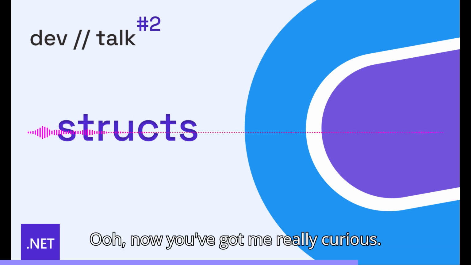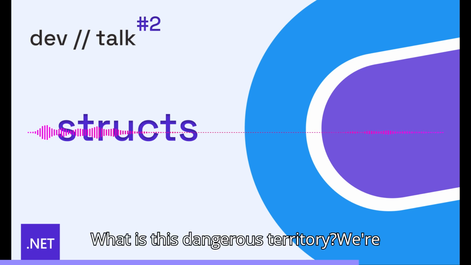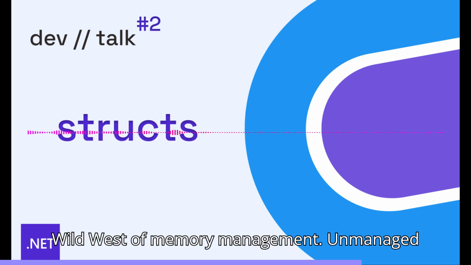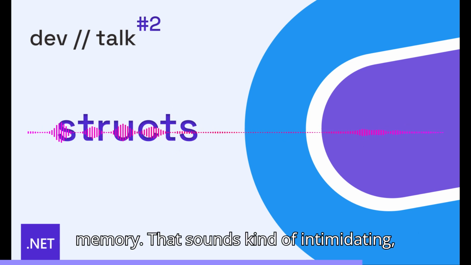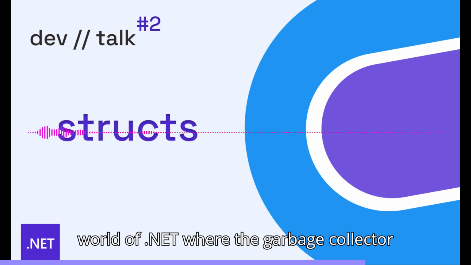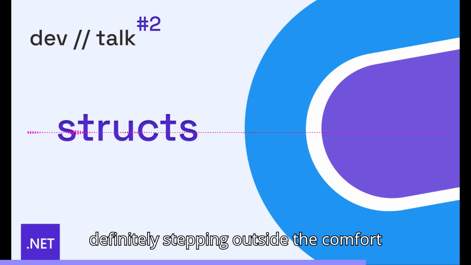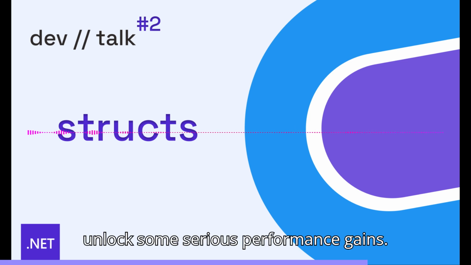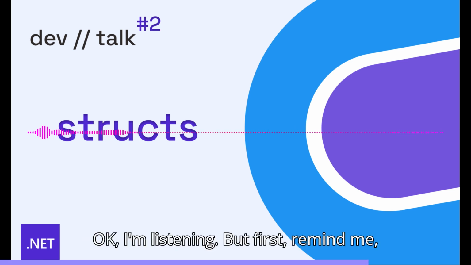Ooh, now you've got me really curious. What is this dangerous territory? We're going to talk about unmanaged memory, the wild west of memory management. Unmanaged memory. That sounds kind of intimidating, like stepping outside the safe, cozy world of .NET where the garbage collector takes care of everything. Yeah, it's definitely stepping outside the comfort zone, but for certain situations, it can unlock some serious performance gains. Okay, I'm listening.